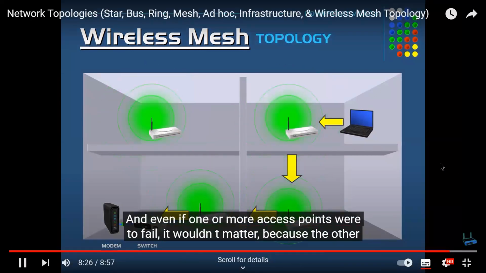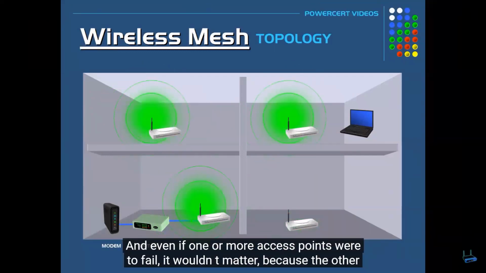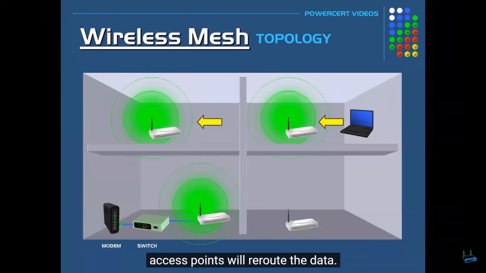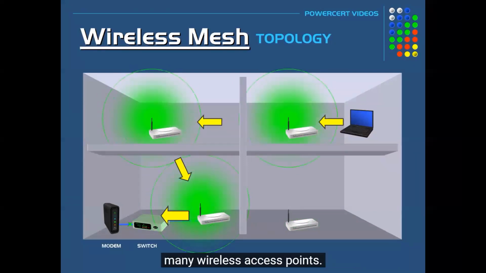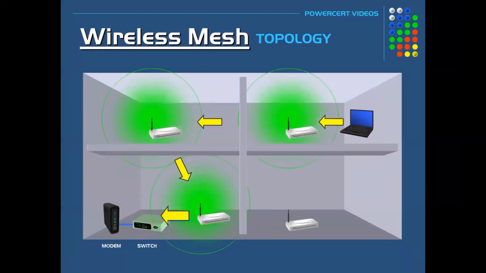And even if one or more access points were to fail, it wouldn't matter because the other access points will reroute the data. So a wireless mesh topology is very redundant because the internet connection is spread out over many wireless access points.